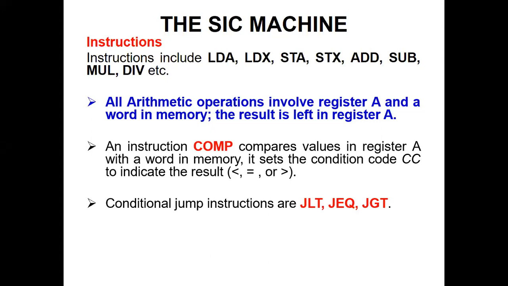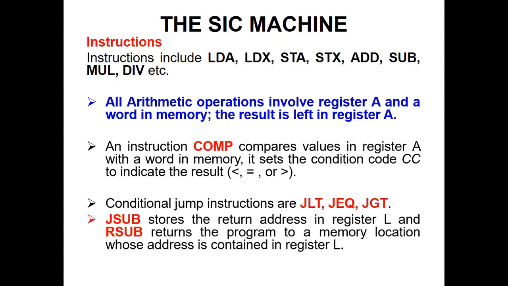So those conditional jump instructions are jump if less than, jump if equal, or jump if greater than. Whenever you compare, you can get a less, equal, or greater. So you can jump if less than, jump if equal, or jump if greater than.